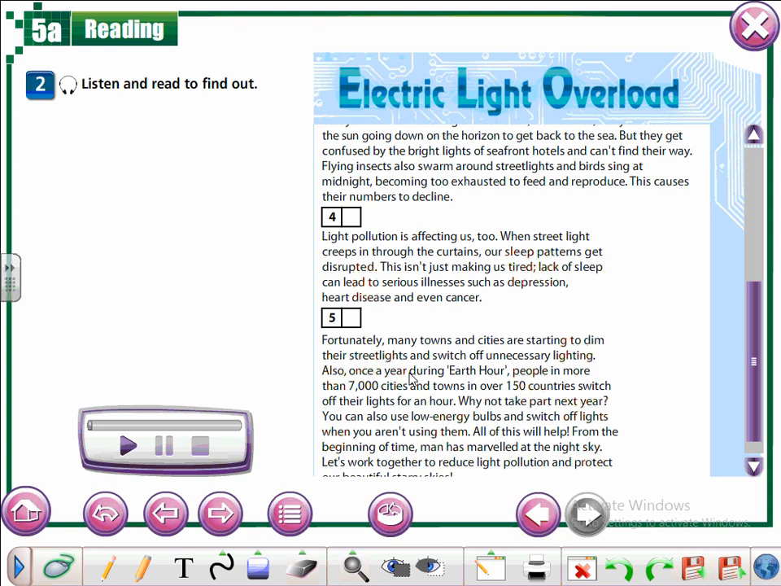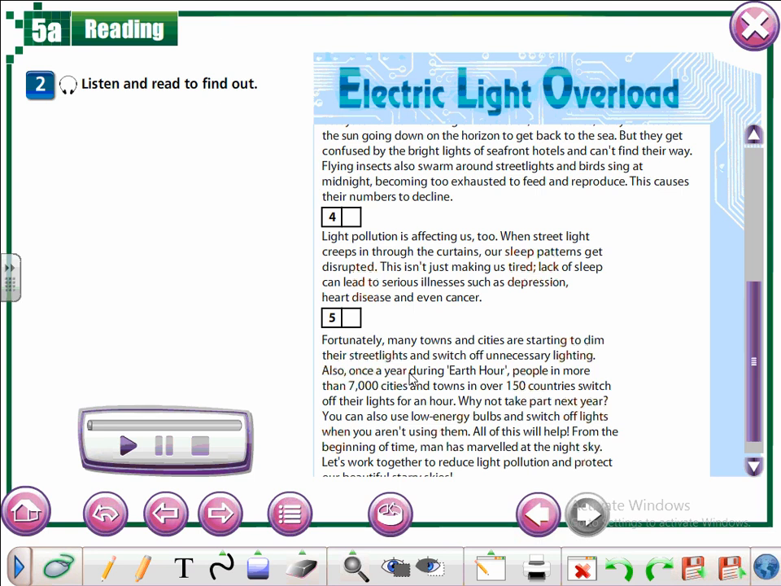Also, once a year during Earth Hour, people in more than 7,000 cities and towns in over 150 countries switch off their lights for an hour. So they agreed on switching off the lights for an hour, so the whole 7,000 cities and towns will be in total darkness. Why not take part next year? So why don't we do this in Egypt too? You can also use low energy bulbs and switch off lights when you aren't using them. All of this will help.